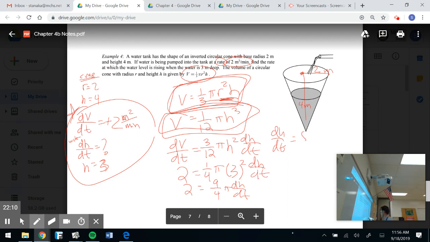I get 8/9 pi, right? For show. And then I just have to be careful. h is in meters, so that's meters, and time, what was it? It was minutes, so it'd be meters per minute. Booyah! Dunzo! That is related rates.